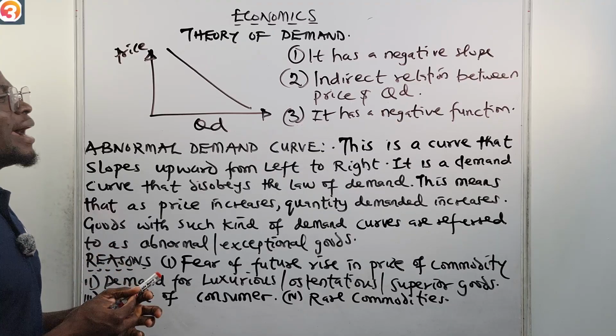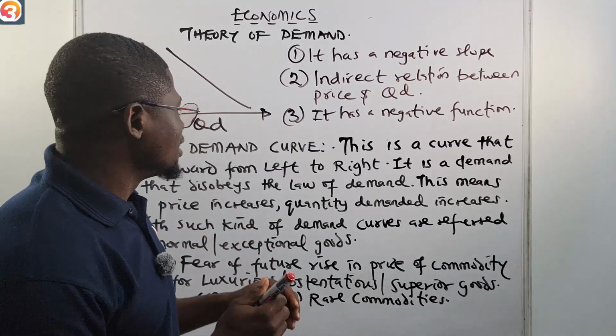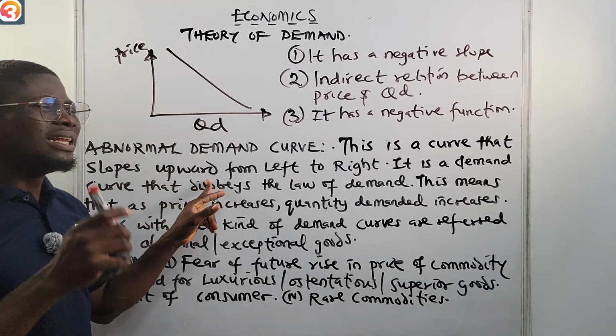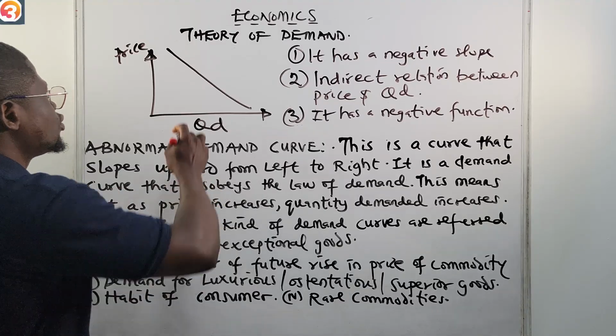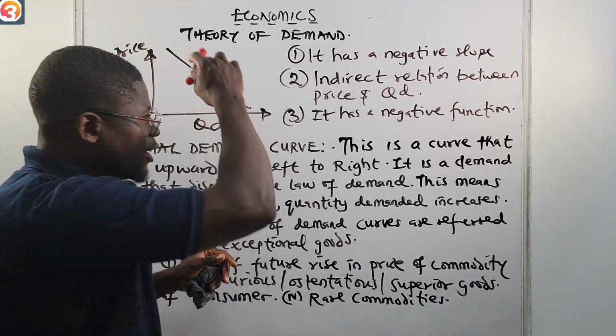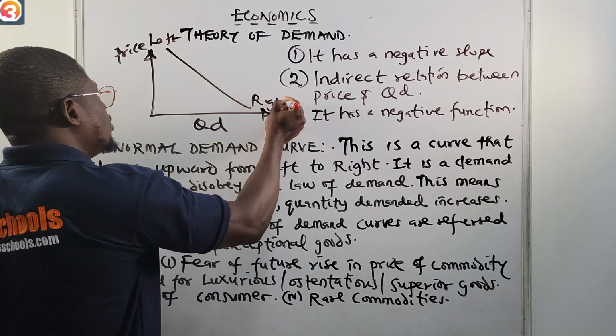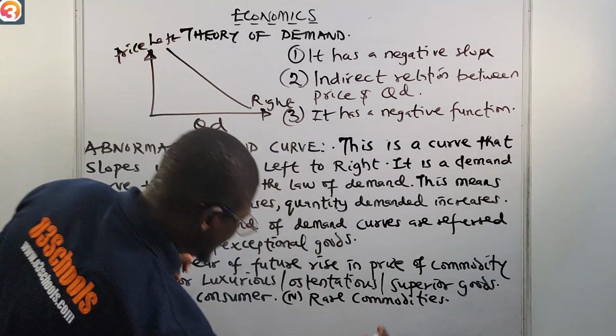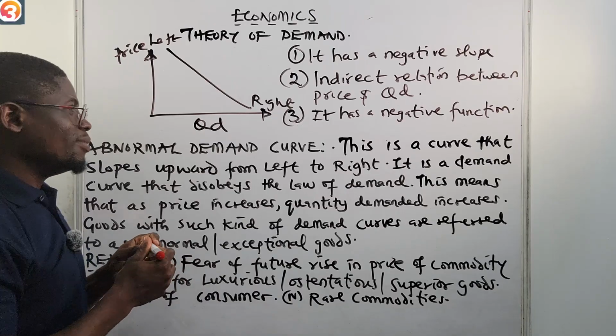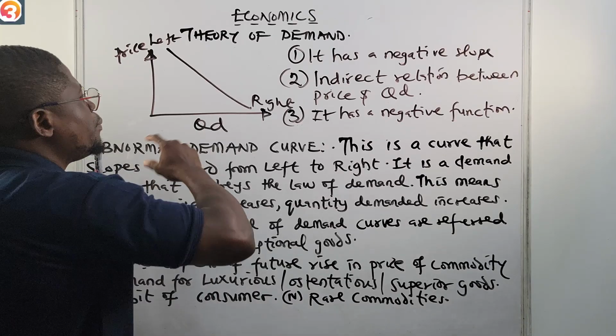Now, the abnormal demand curve is a curve that what? That slopes upward from left to right. This one slopes downward. The normal one slopes downward from left. This is your left, this is your right. So it slopes downwards from left to right for a normal demand curve. But the abnormal one slopes upwards.